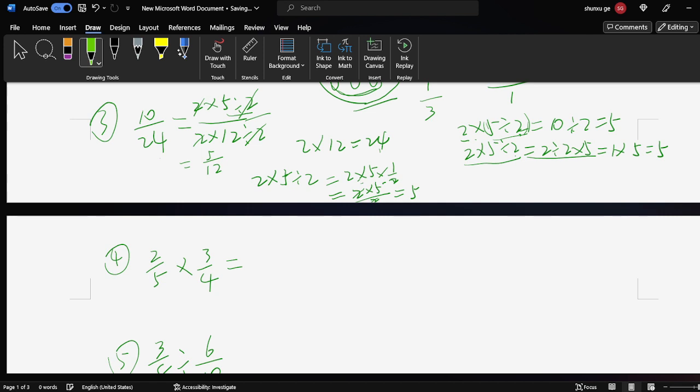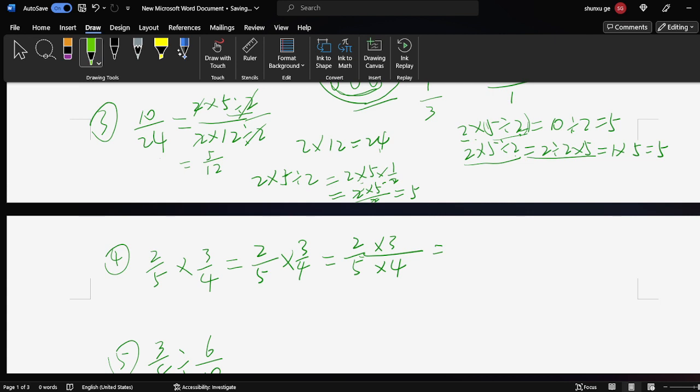First remember this rule, then practice. Then you can get the right answer. 2 over 5 times 3 over 4. So 2 over 5 together times 3 times 4. Okay. And now the denominator is 2 times 3. The denominator is 5 times 4. So now we rewrite.